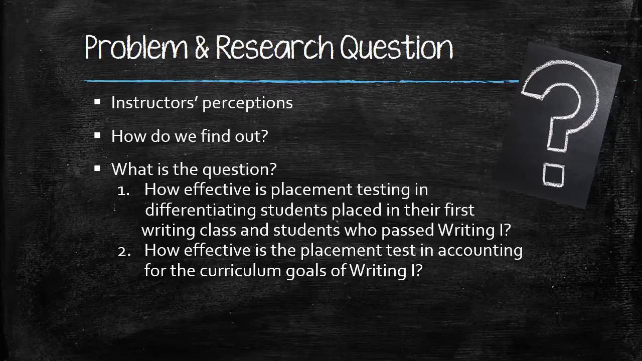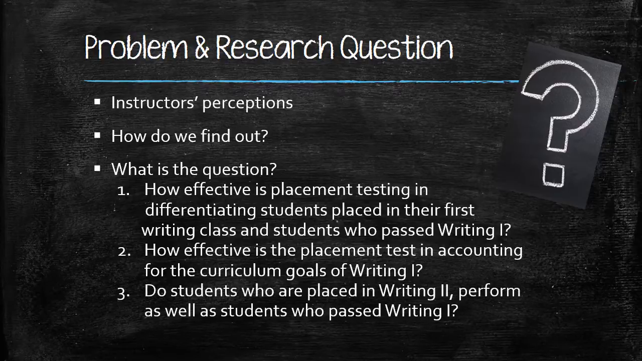The second question was, how effective is the placement test in accounting for the curriculum goals of Writing 1? Do students who are placed in the class have the same basic knowledge that students who come into Writing 1 have? And last, do students who are placed in Writing 2 perform as well as students who passed Writing 1?